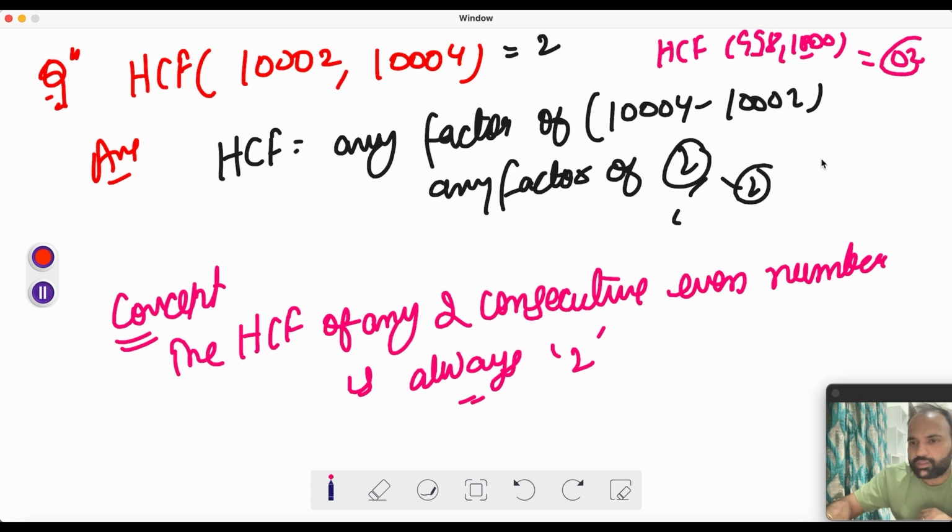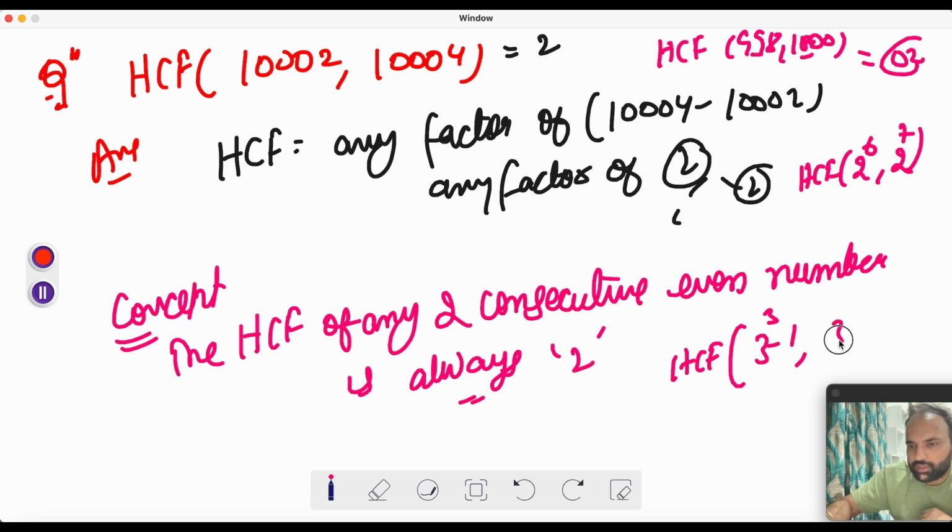It could have been in this form as well. HCF of 2 to the power 6 and 2 to the power 7. Doesn't matter. It could have been the HCF of 3 to the power 3 minus 1 and 3 to the power 3 plus 1. Still, it would be 2. It could be in any form, but you need to detect whether it is two consecutive even numbers or not. If it is, you can simply mark it as 2.